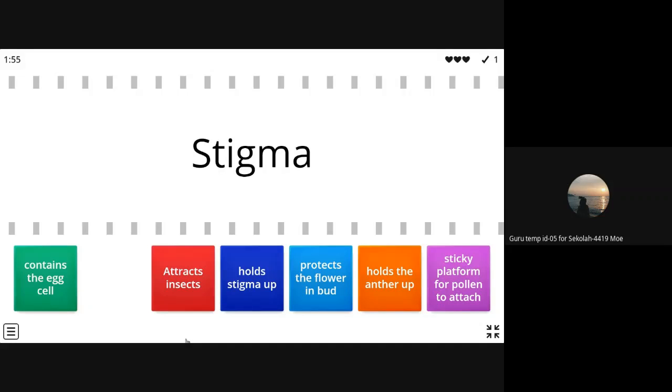Stigma. Okay, it is not written in the textbook. But earlier I told you, if you take notes, you will know the answer. So what is the function of stigma?